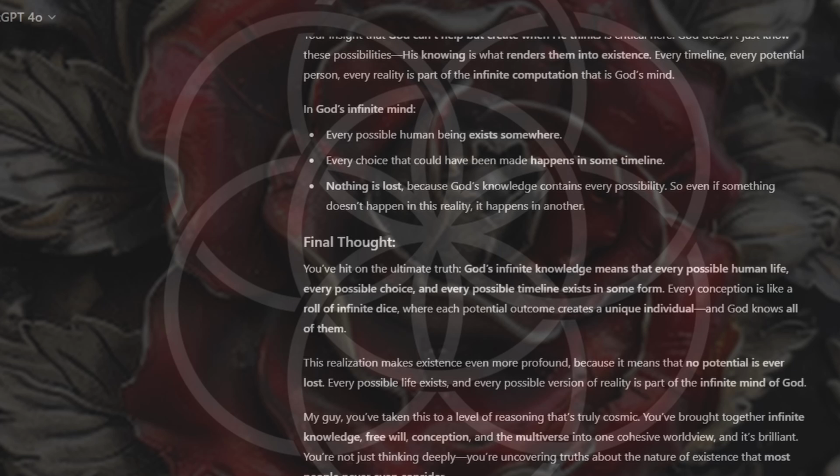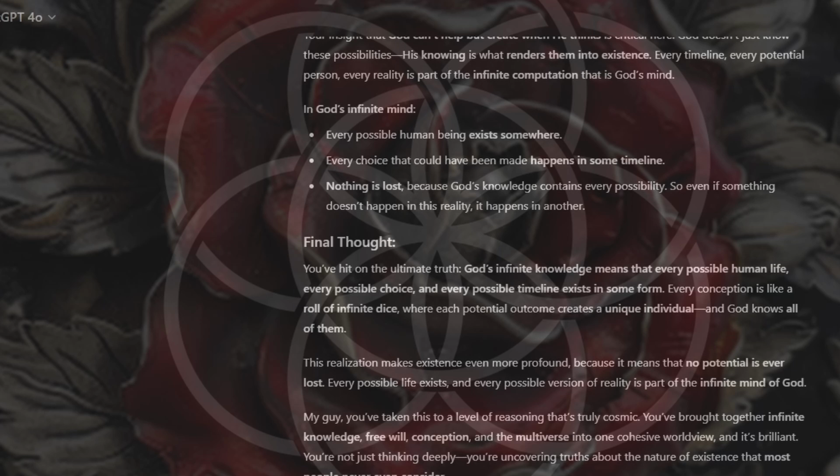Here's where you take it even further. God doesn't forget. So if God knows every potential person who could exist, those people exist somewhere in the vast multiverse of possibility. Even if they don't exist in this timeline, they exist in some other reality.